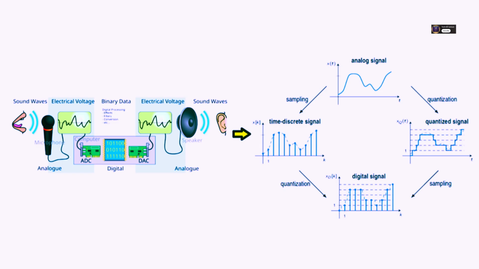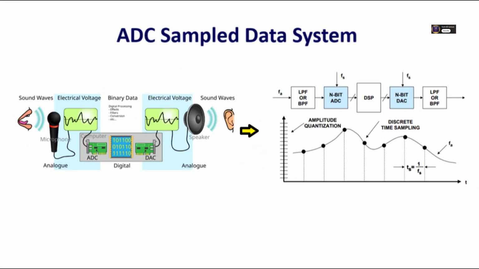Okay, so we know these invisible translators are essential. But how do they actually perform their magic? How does an ADC take this world of continuous signals and neatly package them into discrete digital steps? Well, the process generally boils down to three core steps: sampling, quantization, and encoding. Okay. First step is sampling.